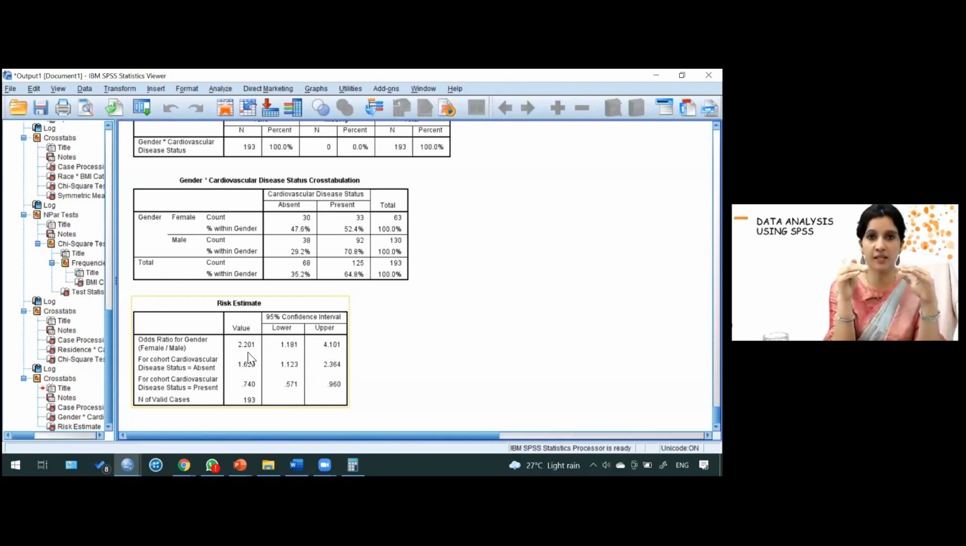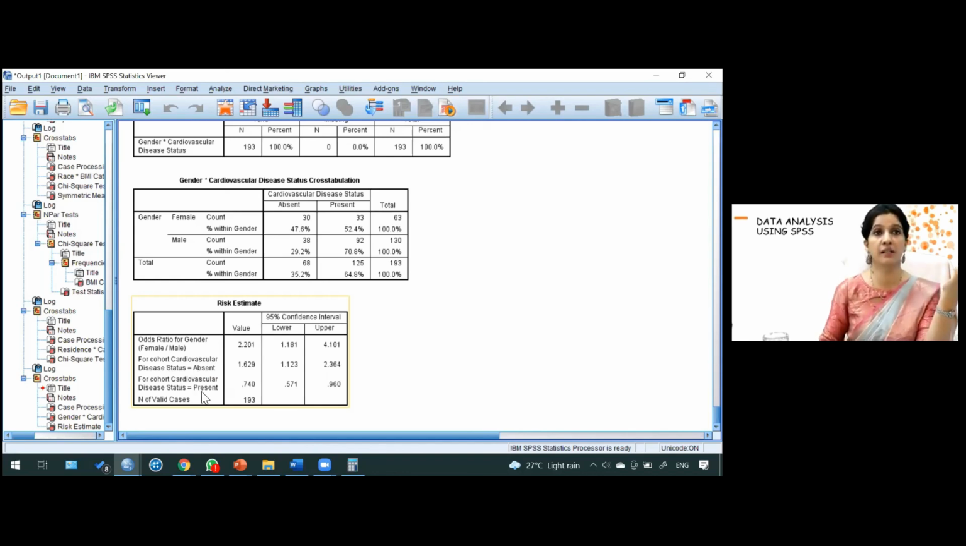The SPSS gives you the odds ratio with respect to the lower category. Remember, lower category. That is the female here in our case. Now coming to the relative risk concept. The relative risk, you can see there are two rows here: for cohort cardiovascular disease absent and for cohort cardiovascular disease present. So no one is interested in the absence. We are always interested in present, like in whom the risk of cardiovascular disease was higher.